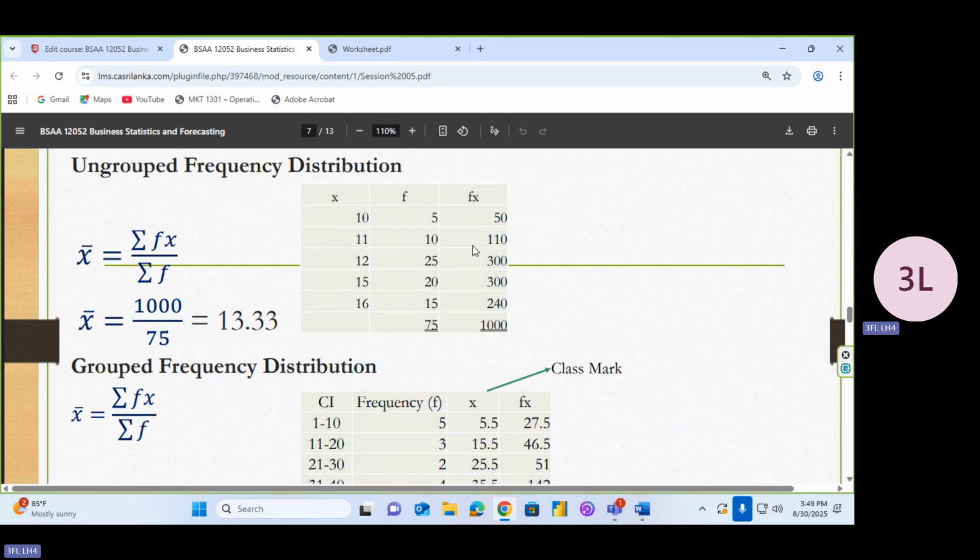The steps are the same. First we press the mode button twice, then change to SD mode. The next step is to insert the observation values. The first observation is 10, and it occurs 5 times. So first you enter the number 10, then put the semicolon sign, then enter the frequency.